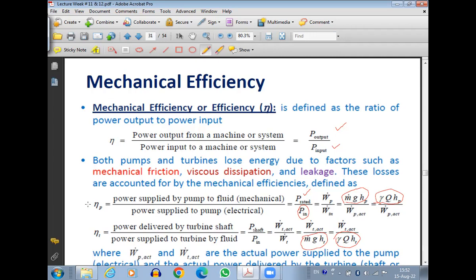So these are the two devices and their mechanical efficiencies, but in the formula, there is a conceptual difference. Both are power output over power input. But in case of the pump, fluid power is the power output, not the power input. In case of the turbine, fluid power is the power input, not the power output. So you see here, in case of the pump, the fluid power is mentioned in the numerator, and in case of the turbine, the fluid power is mentioned in the denominator. If you do it otherwise, it will be a mistake.